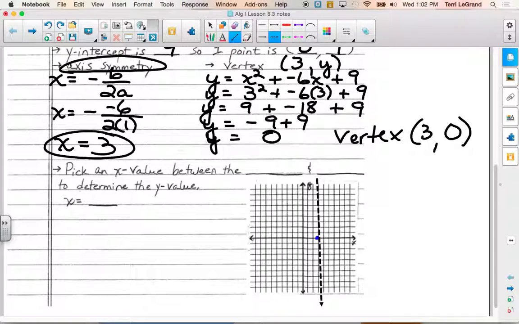And you dash it because you want to show that it's really just an imaginary line. But the reason we're going to put the axis of symmetry on there is because we're going to use it to mirror other points.